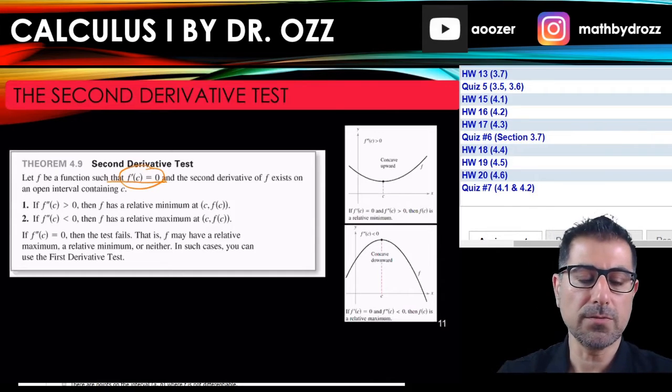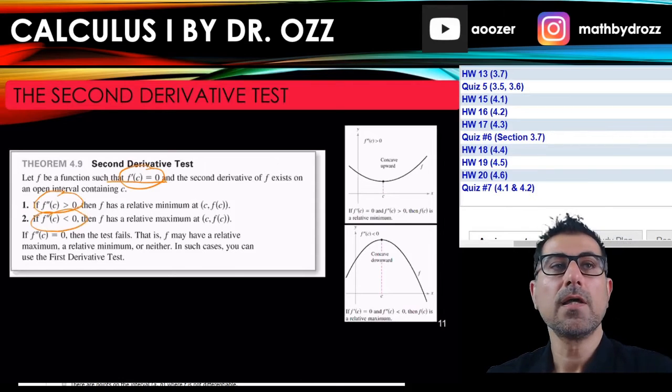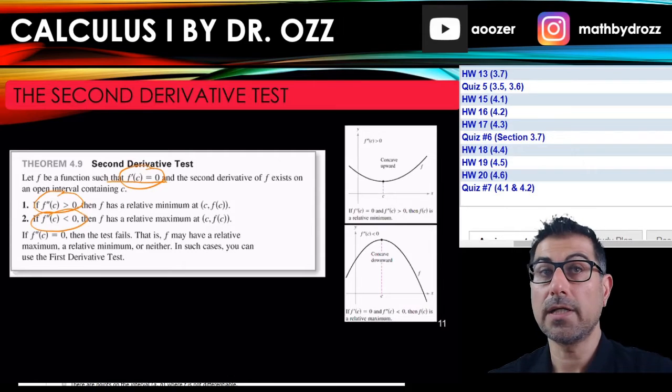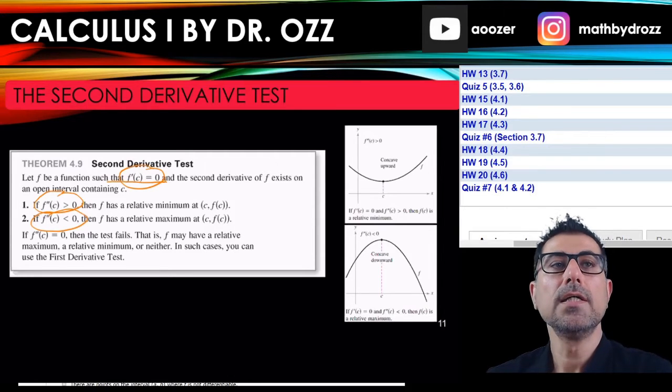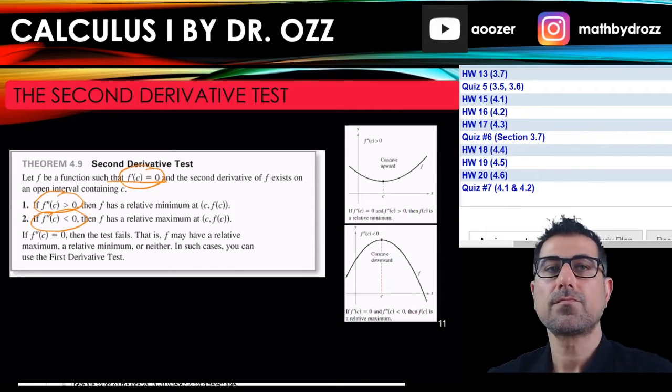Okay, so all we're going to do here is to check f double prime, the sign of f double prime, and if f double prime is positive, then you have a relative minimum for sure at c, and if f double prime is less than 0, f has a relative maximum at c.